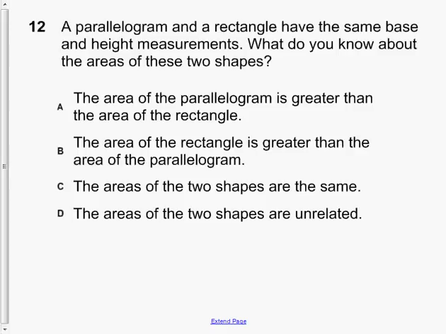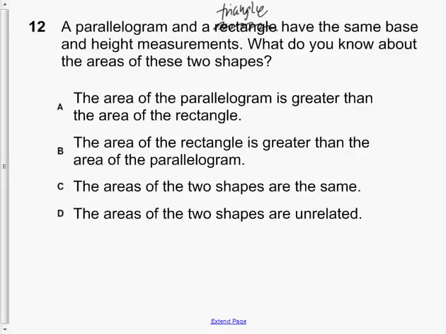It says a parallelogram and a rectangle. Oops. I actually meant for this question to be this. I had no idea that I had rectangle in there. It was supposed to be triangle. A parallelogram and a triangle was supposed to be the question. Have the same base and height measurements. What do you know about the area of these two shapes?